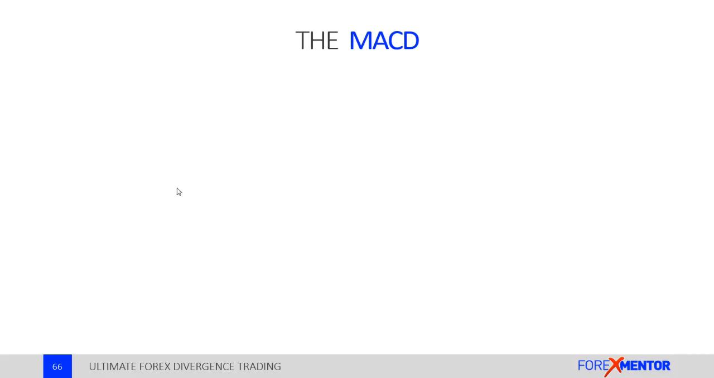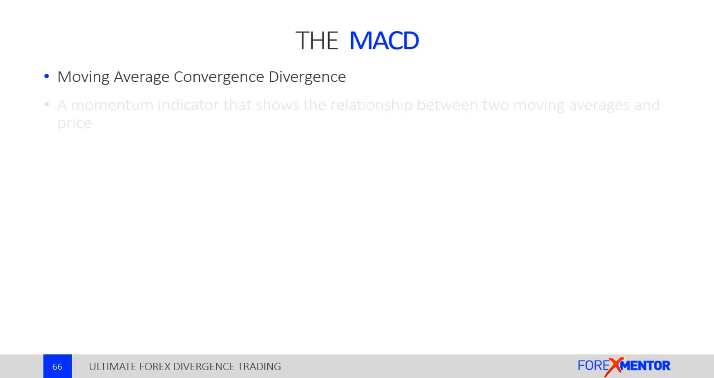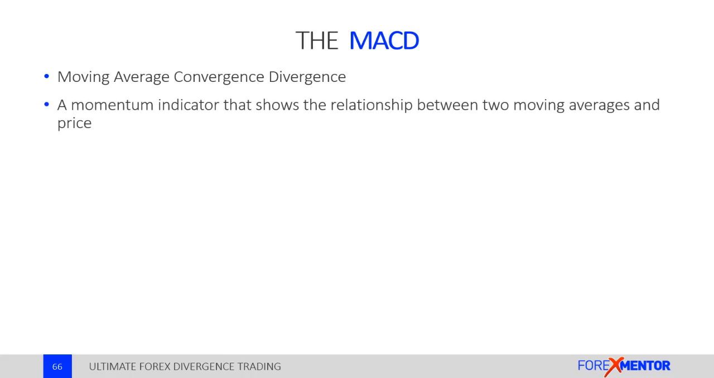The MACD. This is the indicator you'll see on my charts, and it's what I use the most as far as any supporting indicator when it comes to looking for divergence setups. It's called the Moving Average Convergence Divergence Indicator. It's a momentum indicator that shows the relationship between two moving averages and price.